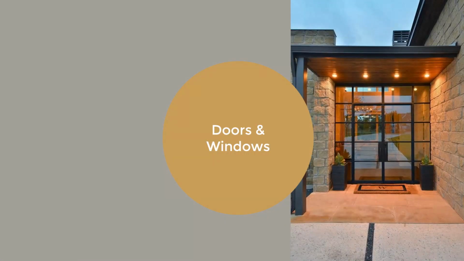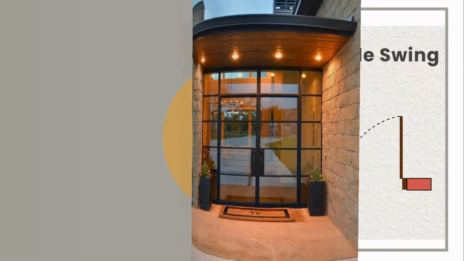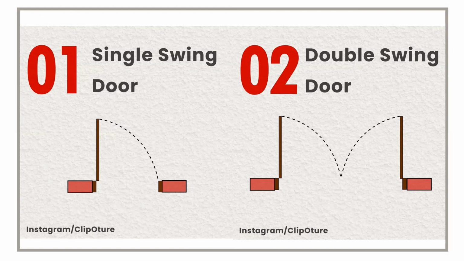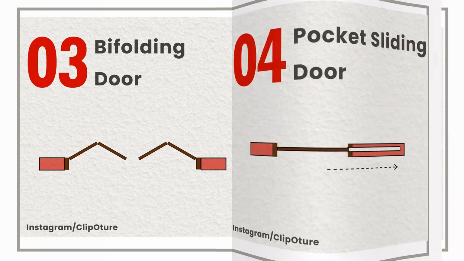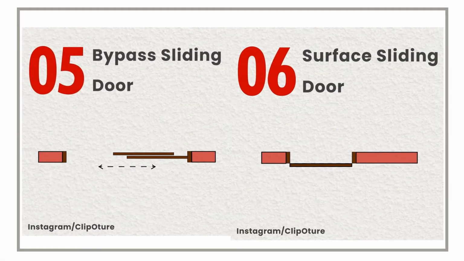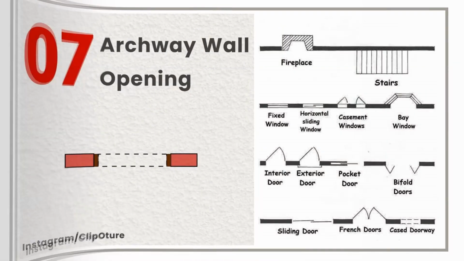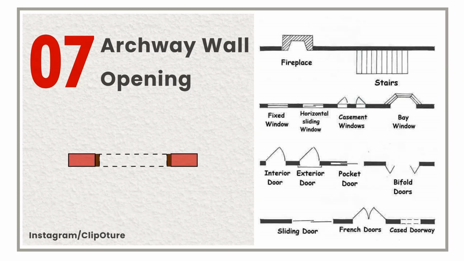So another element of the residential plans is the doors and windows. We have different types of doors. We have the single swing door, the double swing door, the bifolding door, the pocket sliding door, the bypass sliding door, the surface sliding door, and then the archway wall opening. And you will see in the slides how you represent door openings in the floor plan.